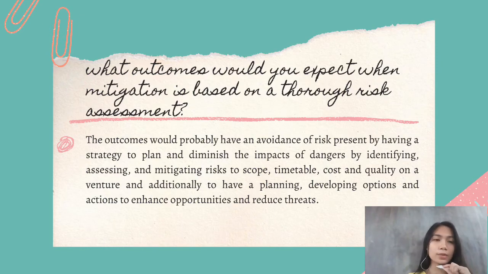What outcomes would you expect when mitigation is based on a true risk assessment? The outcomes would probably have an avoidance of risk present by having a strategy to plan and diminish the impacts of dangers by identifying, assessing, and mitigating risk to scope, timetable, cost, and quality on a venture, and additionally to have a planning, developing options and actions to enhance opportunities and reduce threats.